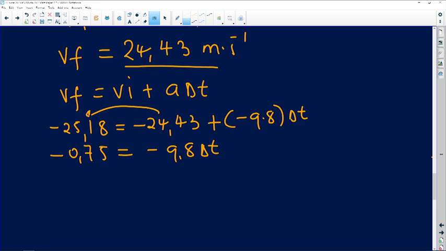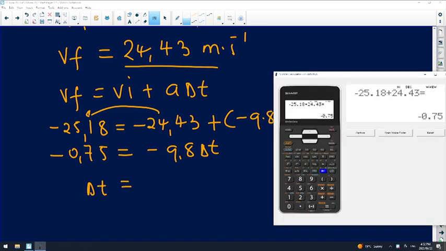We divide by 9.8 both sides. What do we then get? So change in time is the same as negative 0.75 divided by negative 9.8. In fact, here, because we are dividing by 9.8, we are supposed to say negative 0.75. The comma is not there.